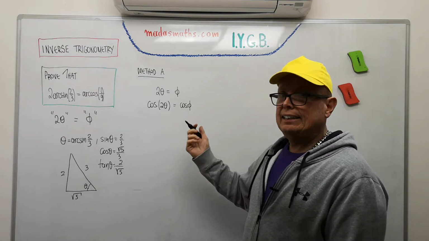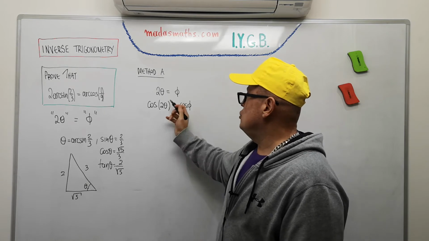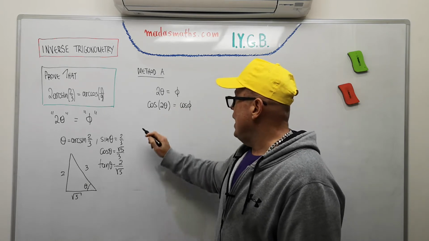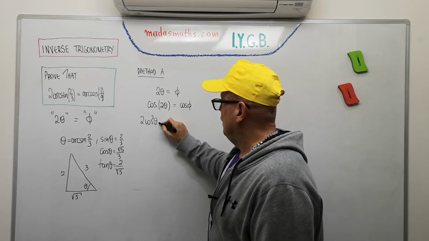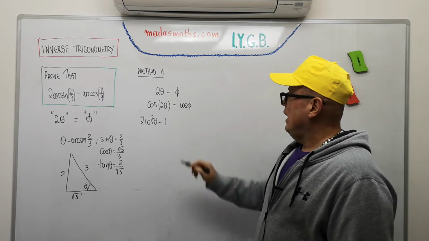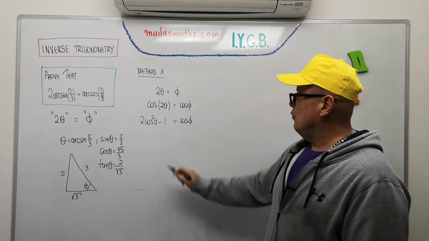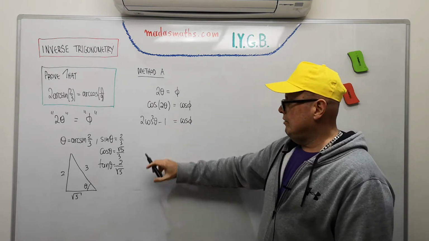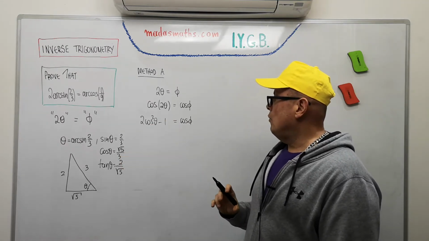But I do have normal identities, like the double angle. So I can change that into one of its equivalent expressions. I can go, of course, to 2 cos squared theta minus 1. That's definitely an identity, and that will be equal to cos phi. If I go for this particular version, I know what my cos of theta is, root 5 over 3, I'll square it and I will have my cos phi.